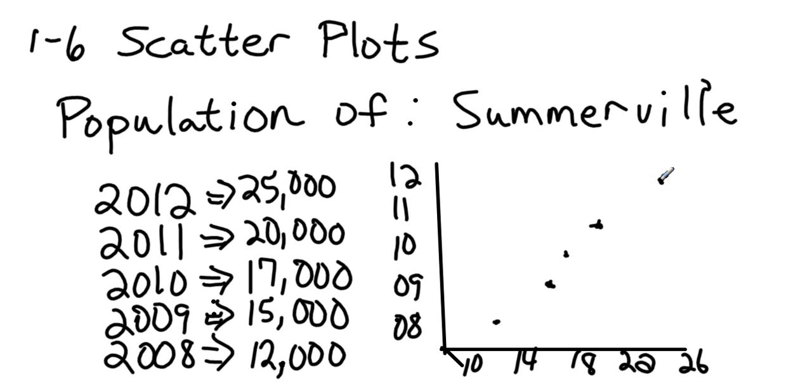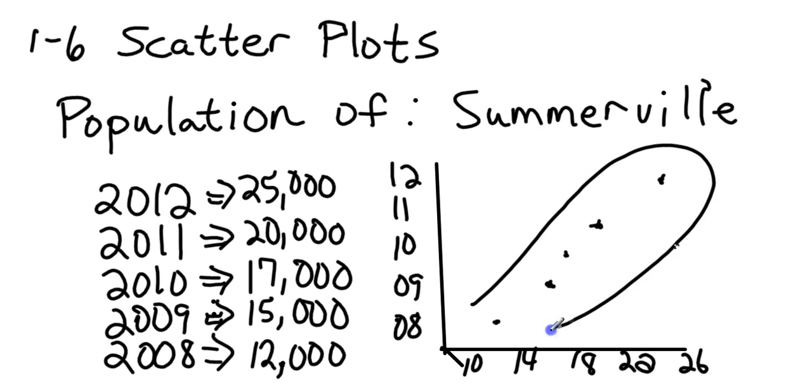So what are you noticing in this pattern? Okay, we started out at the bottom and we went up. That's called a positive relationship. If we would have decreased, it would have been a decreased or a negative relationship.